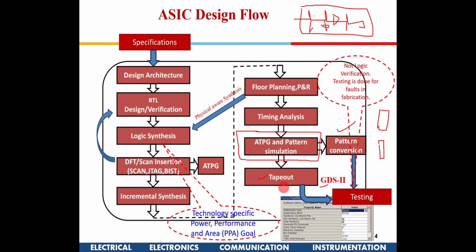Including the package and everything, the layout of the package will be available, and then you place all the ESD rings and the input output pins, and then you generate the GDS2. This will be sent to the fab lab. Based on this, they will make all the masks which are required for various CMOS processes, and it gets manufactured, and then you do the testing. So this is how the ASIC design flow looks.